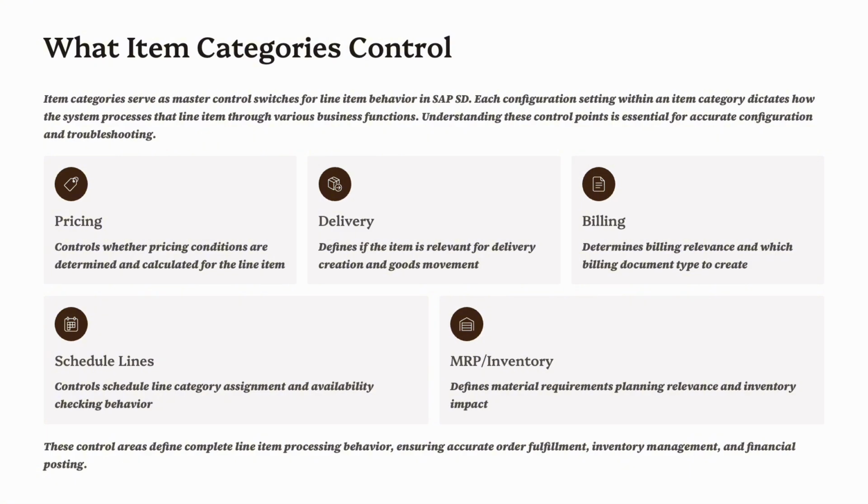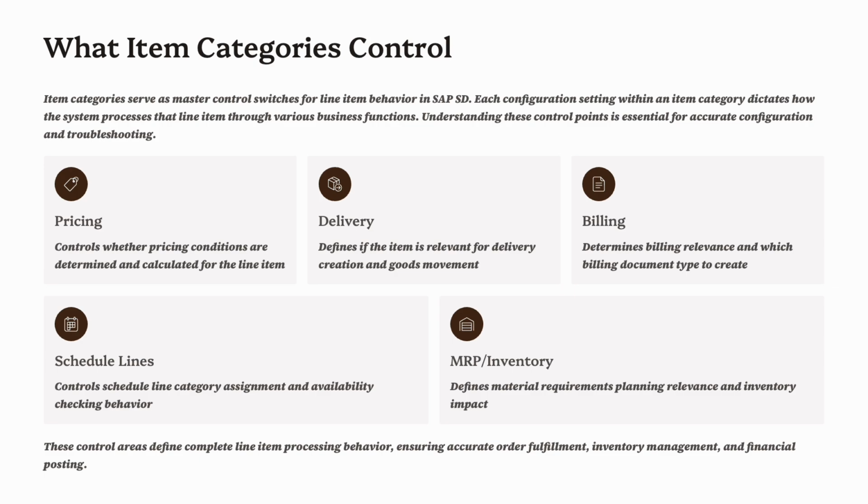4. Schedule line allowed. This determines if the item can have schedule lines. Without schedule lines, SAP cannot check ATP, confirm quantities, generate deliveries, or update MRP. Service items and text items typically have no schedule lines. 5. Inventory and MRP relevance. Some item categories update stock and MRP. Others do not. This is critical for items like components, spare parts, or free of charge samples.